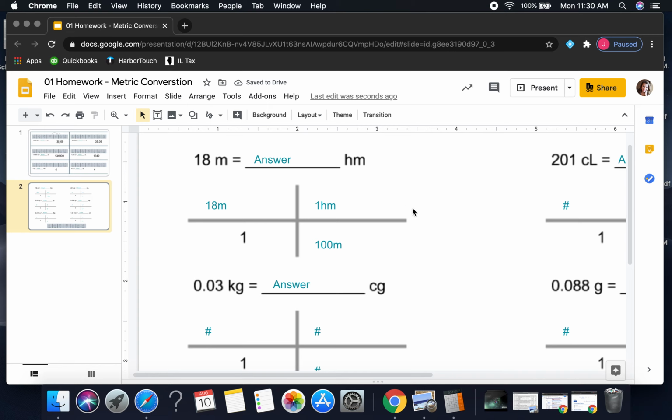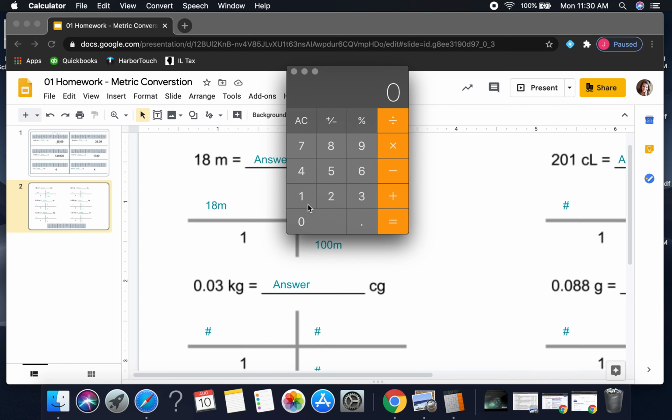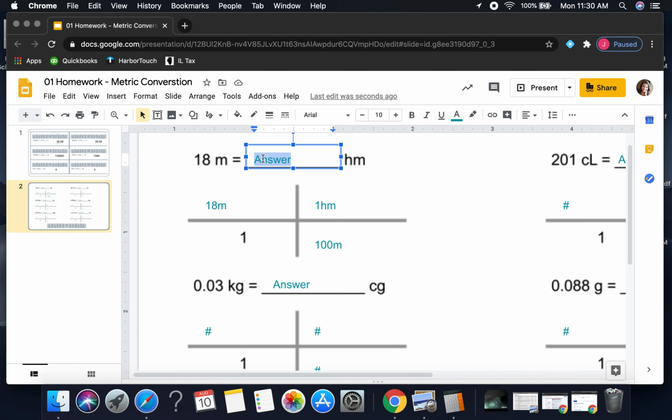Now we're just going to multiply across. I didn't put this for you, but you can write it on a scratch piece of paper if you want. We would get 18, because 18 times 1 is 18. And on the bottom, we'd have 1 times 100 is 100. So we'd have 18 divided by 100. If we get a calculator out, 18 divided by 100 equals 0.18. That's going to be our answer.